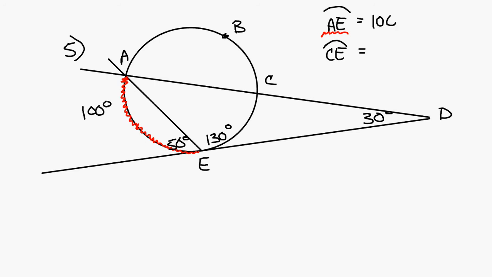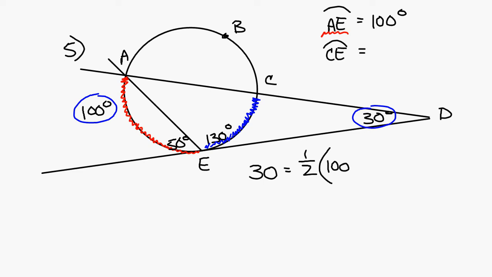The second thing in this problem that you need to find is arc CE, which is right here, this blue arc. Now, this blue arc you're going to find by using this 30-degree angle and this 100-degree big arc. So your formula is that your angle is equal to 1/2 times big arc minus little arc, and the little arc is CE, which is what you're trying to find.